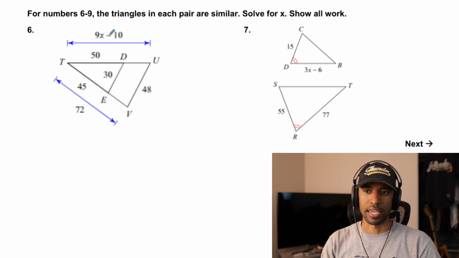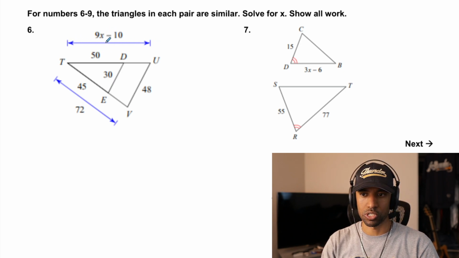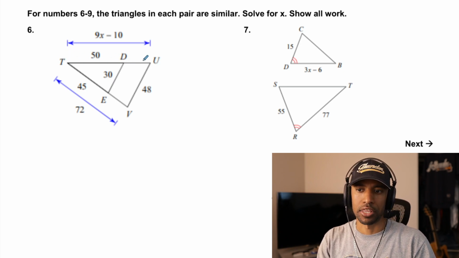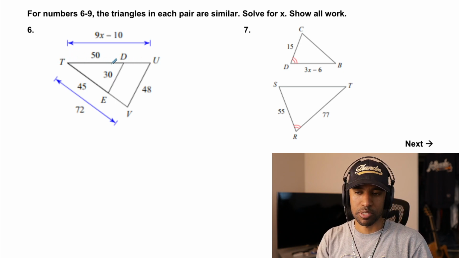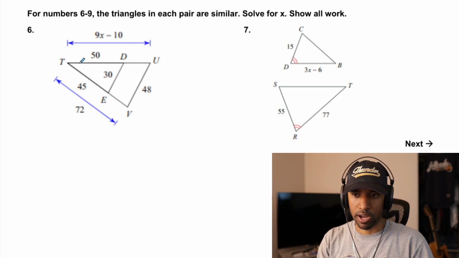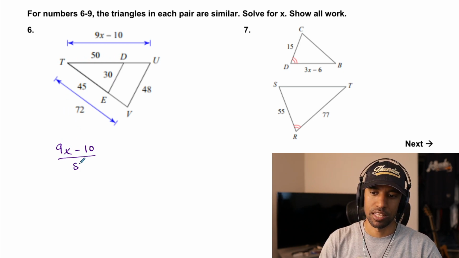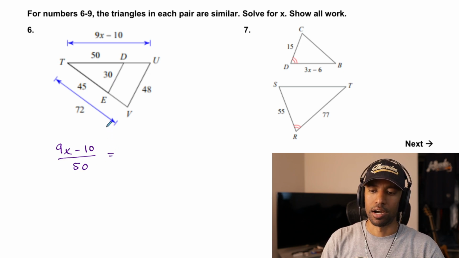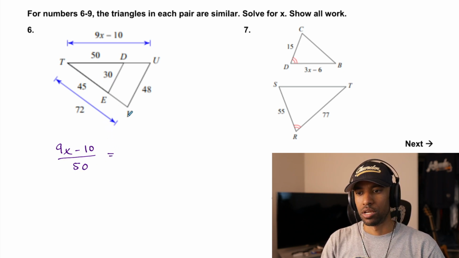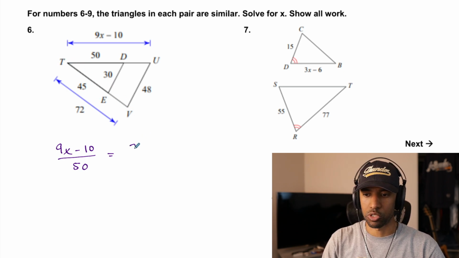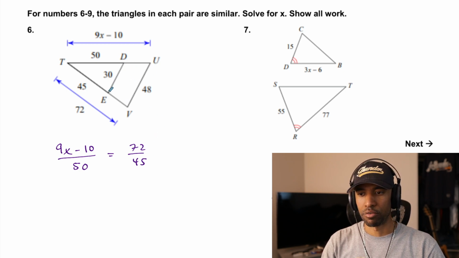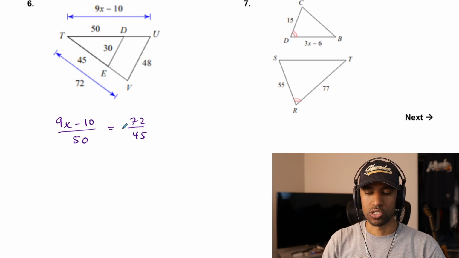I got to use the 9x minus 10, which is whole side of, I'll say the top. The top side of the big triangle is going to correspond to the top side of the small triangle. So I can use some form of 9x minus 10 over 50. That's great. I can use that. That equals, now I can either use bottom left side of whole triangle to bottom left side of small. So I can do 72 over 45. I could have also used 48 over 30 because that's whole over whole right there. I'm going to go ahead and leave it at this. So this is a setup here.